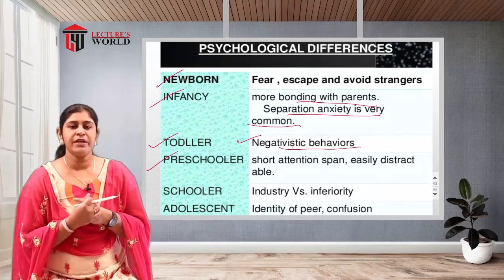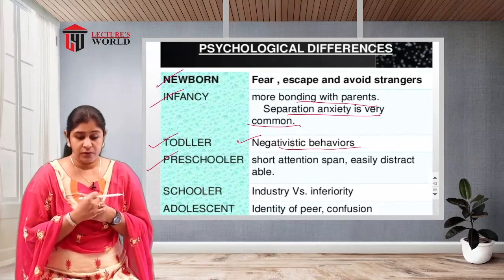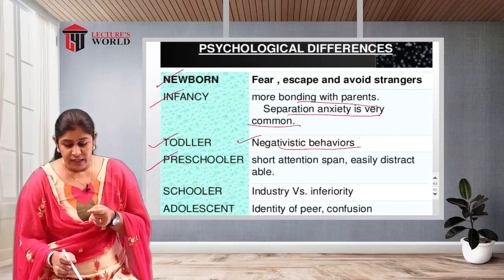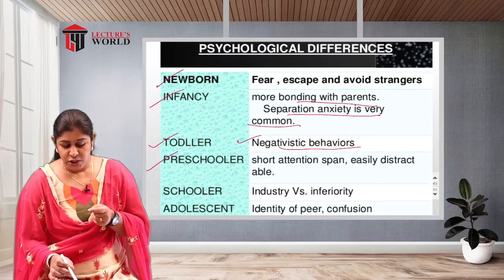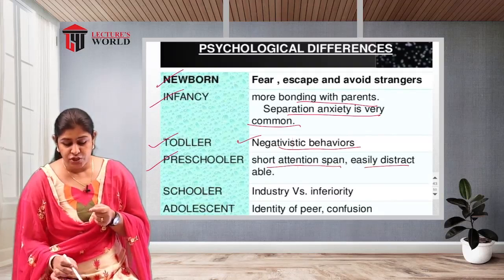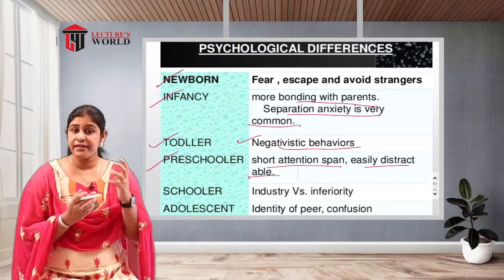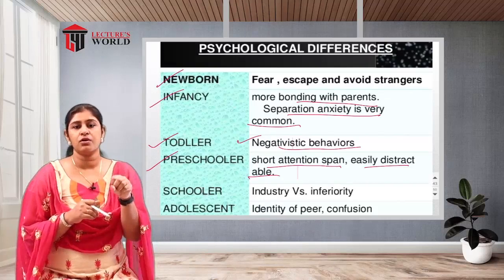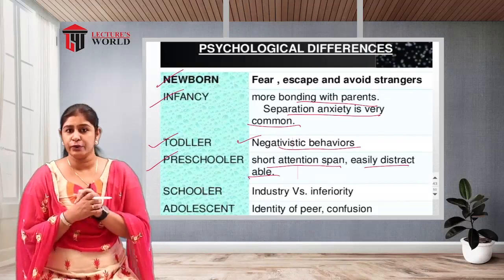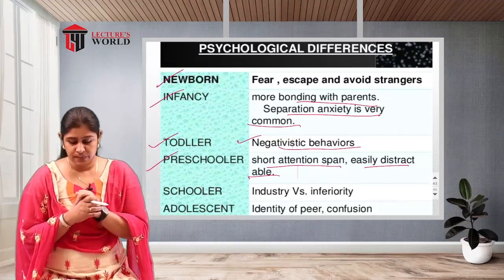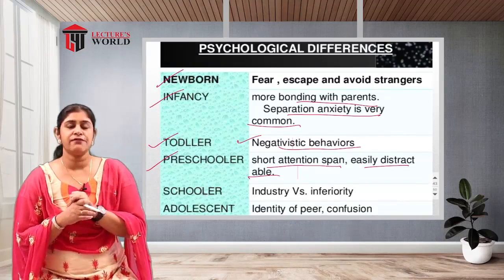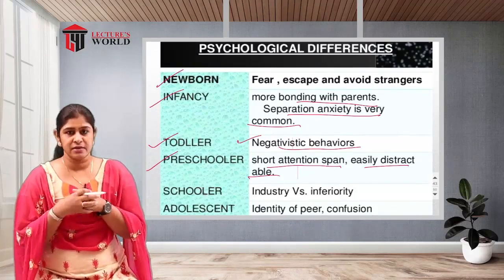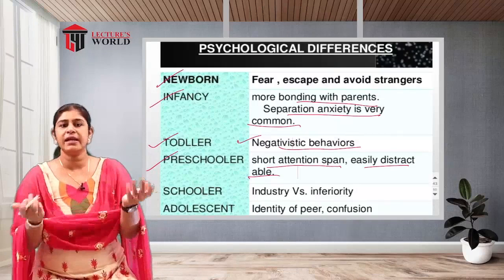Then the preschooler, we used to say 3 to 6 years, in which they develop psychological differences like short attention span and being easily distractible. Short attention span means the children have only limited concentration at that particular time. They are easily distracted. If any sound comes, they get distracted. If their friends come to meet them, they get distracted.